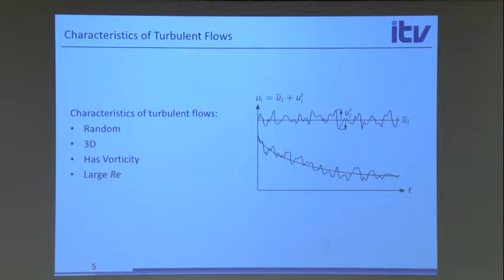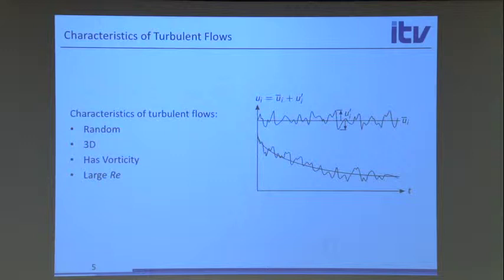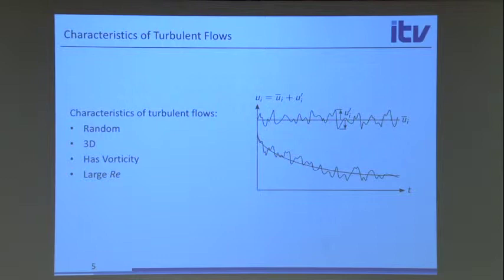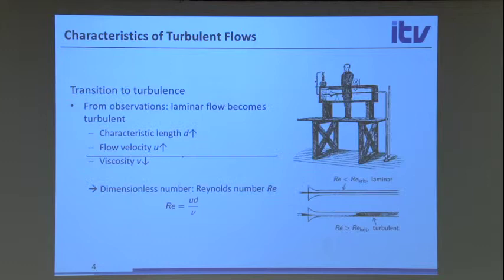It cannot be described in two dimensions. And maybe we'll see later on why that is, has vorticity, and it happens at large Reynolds number. Large Reynolds number means the advective. So if I look at the definition of the Reynolds number, this here characterizes UD. That characterizes the advective process. Basically, it comes from the convection term in the momentum equations.